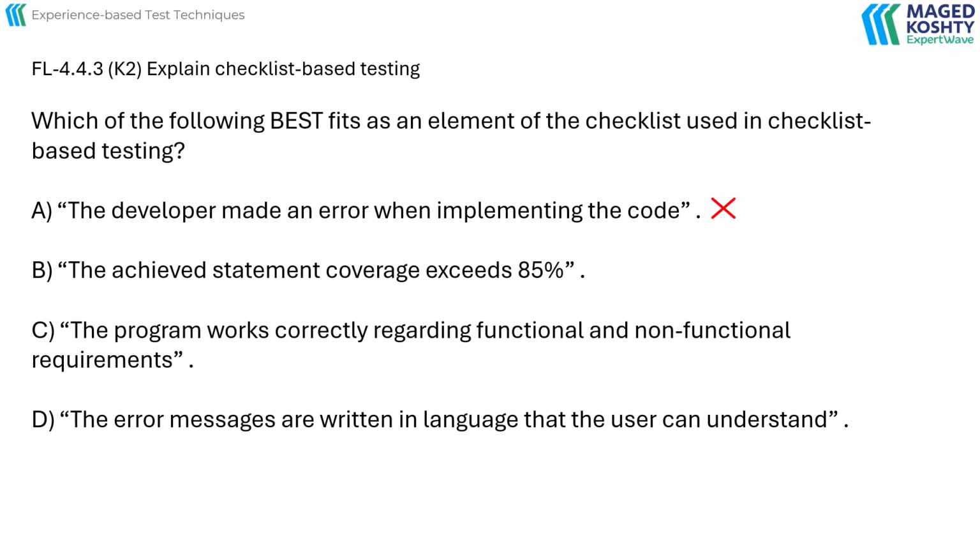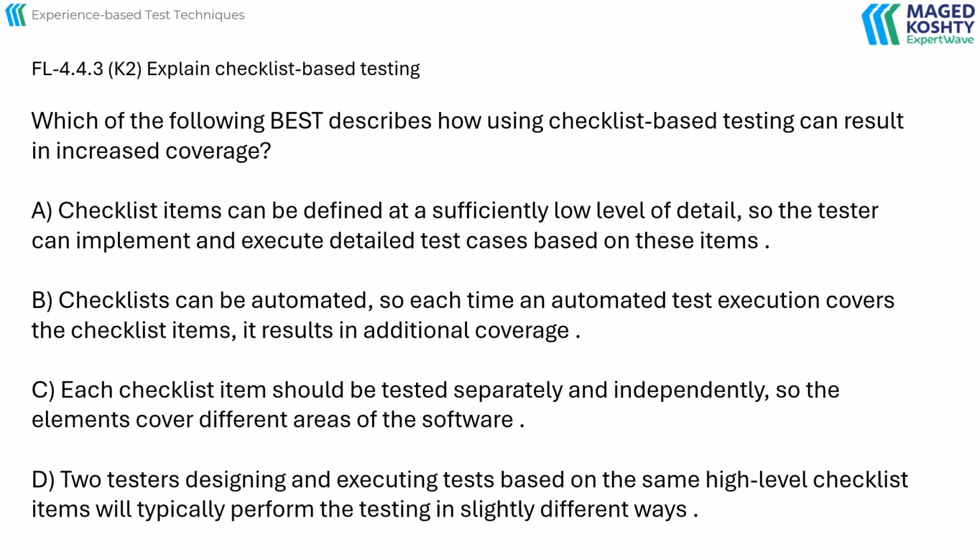B. The achieved statement coverage exceeds 85%. This is an example of an exit criterion, incorrect. C. The program works correctly regarding functional and non-functional requirements. This is a very vague statement that can't be considered a test condition. Incorrect. D. The error messages are written in language that the user can understand. This is correct. This is an example of a test condition. The correct answer is D.